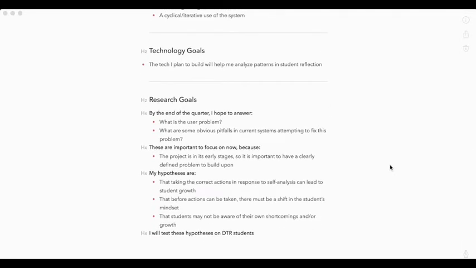My hypotheses include that taking corrective actions in response to self-analysis can lead to student growth, that before actions can be taken, there must be a shift in the student's overall mindset, and that students may not be aware of their own shortcomings and/or growth, and therefore can't take iterative actions to correct that, or even be aware that they need to have a shift in their mindset. And I'll test these hypotheses on DTR students.